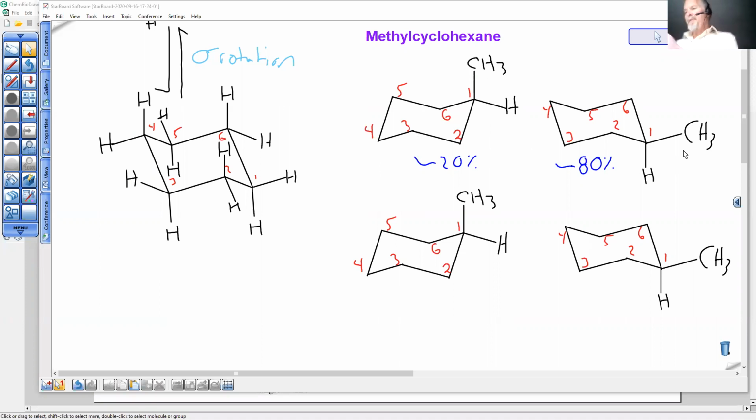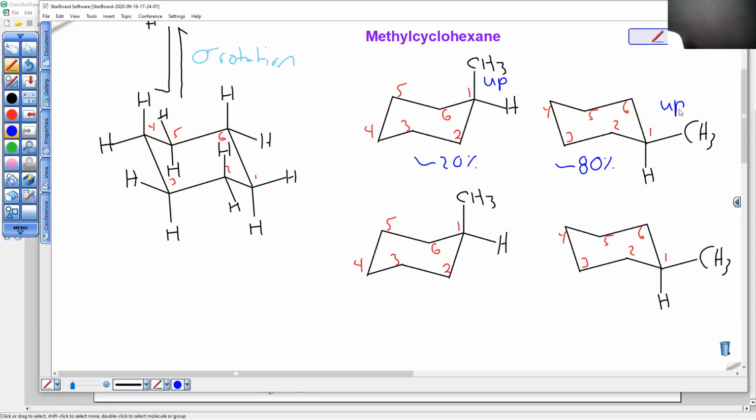What happened to the methyl group when we went from one chair to the other? And I need two parts to your answer every time. The questions are, did the methyl group stay up or stay down, or did it go from up to down? And the answer to that is pretty simple. It's up here, and it's still up here. When I say up, I mean above horizontal. Here's horizontal. It's above horizontal there.